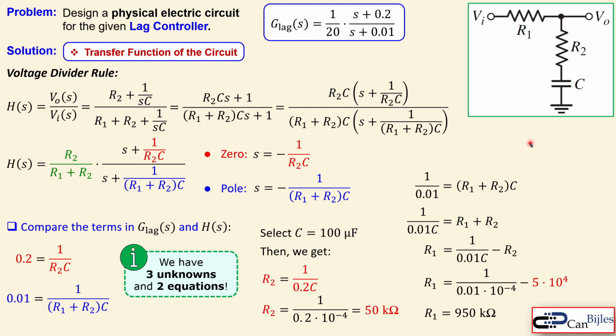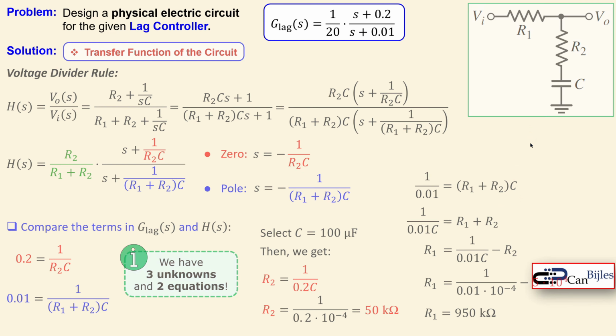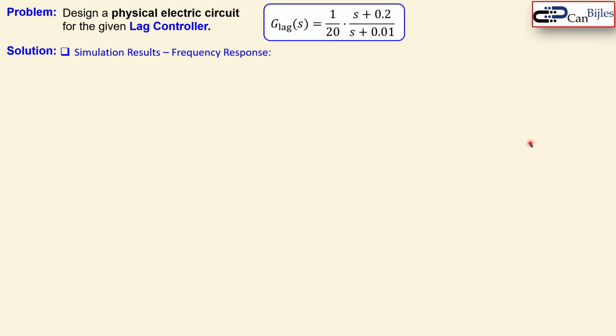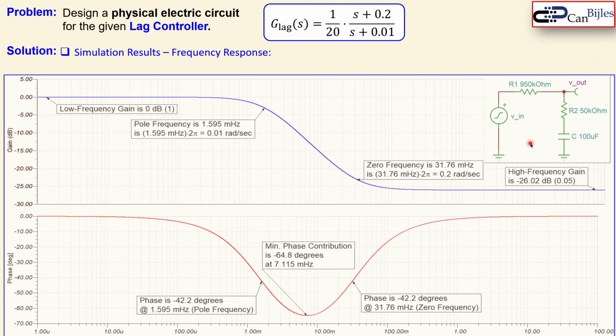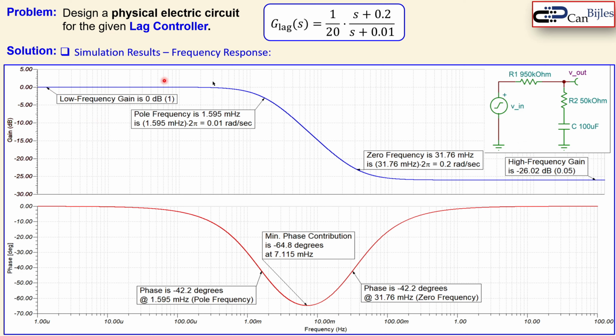Okay, let's now continue with our analysis, looking at the simulation results and specifically the frequency analysis. This is the Bode plot for the gain, the blue one, and this is the gain, this is the frequency, and this is the phase, looking at the phase for a specific frequency.